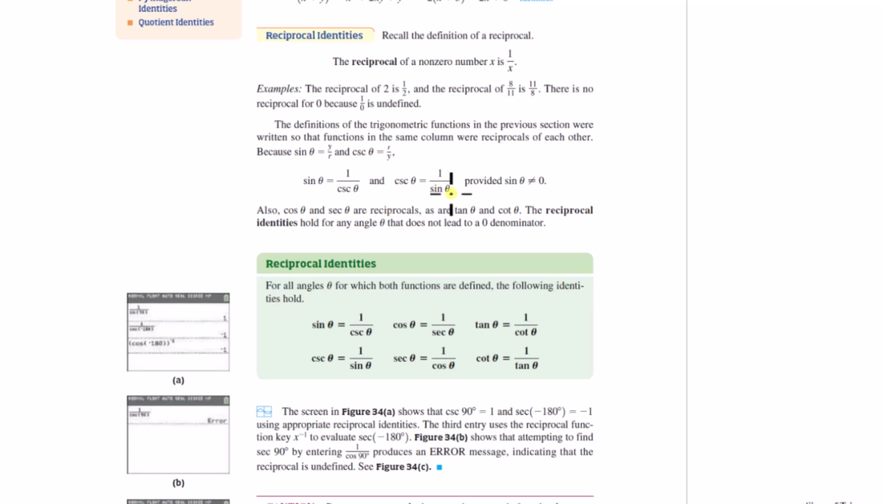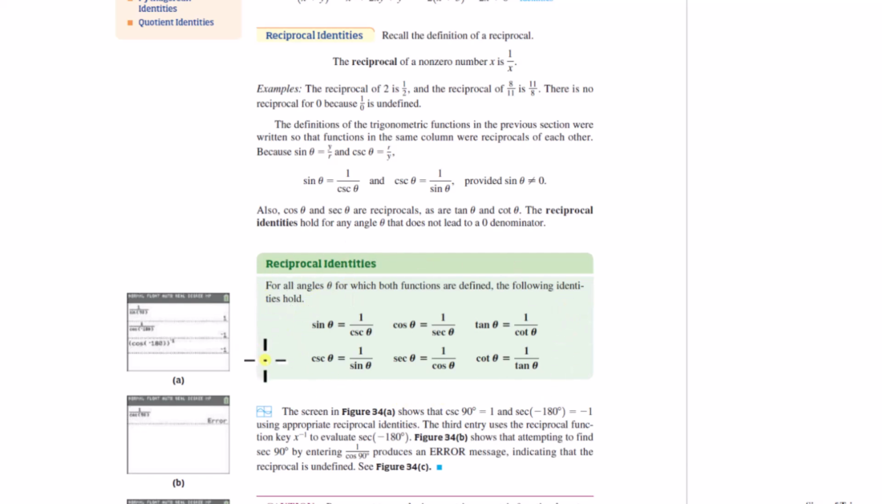And again, these are all assuming that what you're dividing by isn't equal to 0. And then cosine and secant are reciprocals, and cotangent and tangent are reciprocals. So the reciprocal identities hold for any angle theta that does not lead to a 0 denominator. So here are the reciprocal identities. And what you can think about is that if it's not a quadrantal angle, then you're never dividing by 0 for any of these.